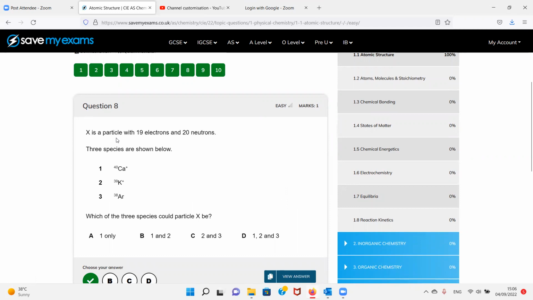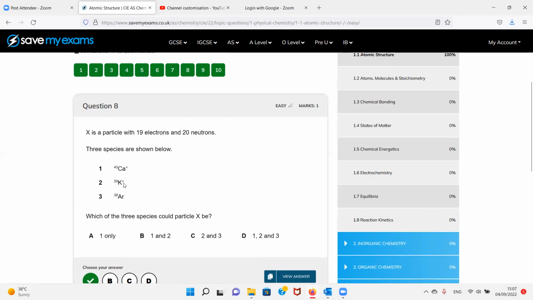Okay, so question 8. X is a particle with 19 electrons and 20 neutrons. So the 3 species are shown below. So it's calcium +1, an ion of potassium, and an atom of argon. So which one is the correct one?